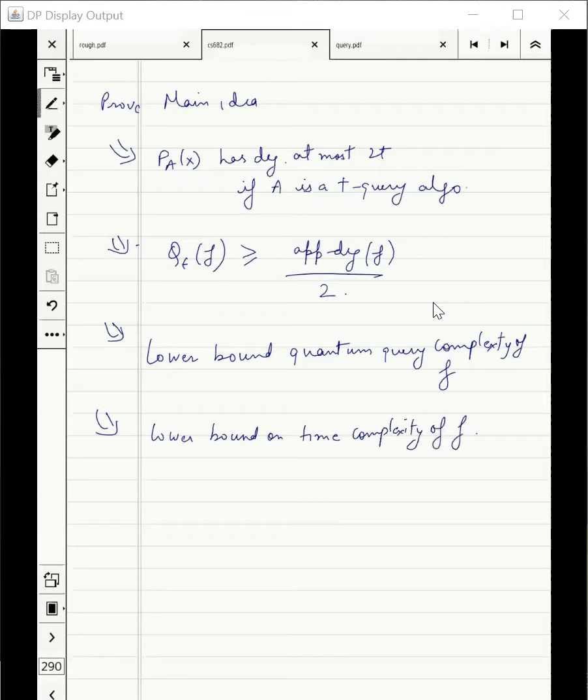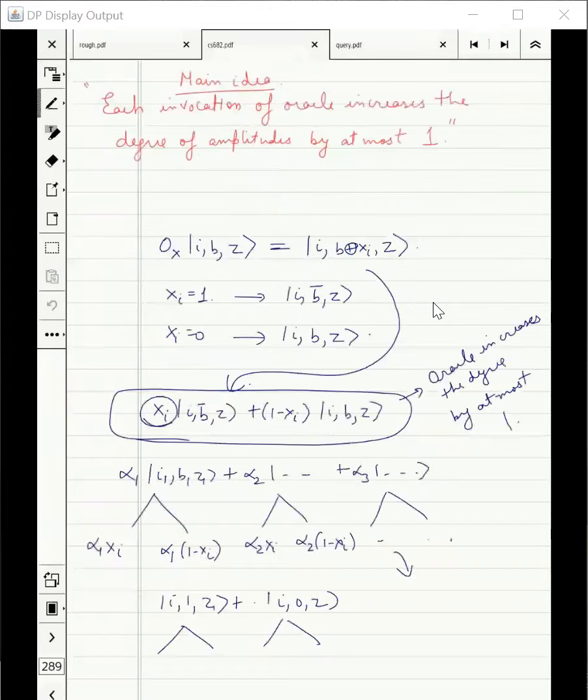Okay. This is the final main sequence. We went in the opposite direction. We wanted to get time complexity. We said, oh, no, we will look at quantum query complexity. Then we said one of the ways to lower bound quantum query complexity is through the polynomial method, which was approximate degree. And to prove that quantum query complexity was bounded by approximate degree, we needed to prove our main idea. But the proof of the main idea was not difficult. It was essentially this box. This was the main idea.